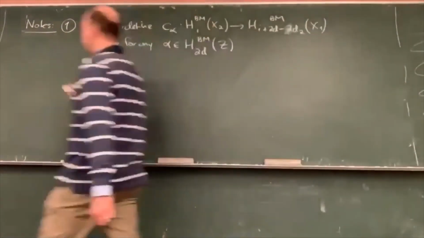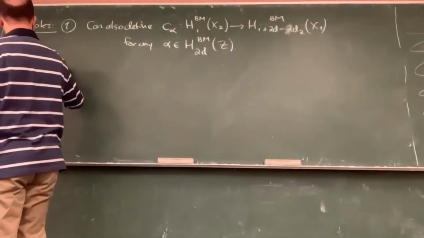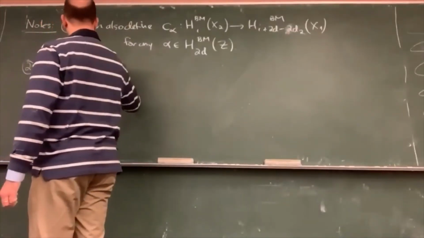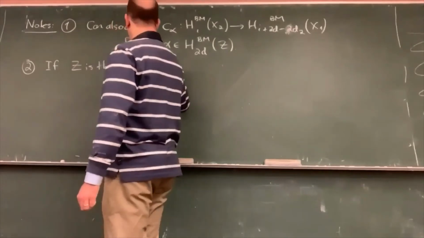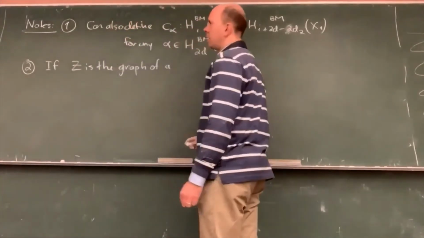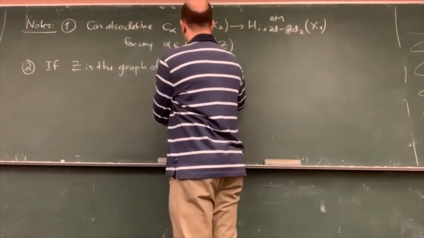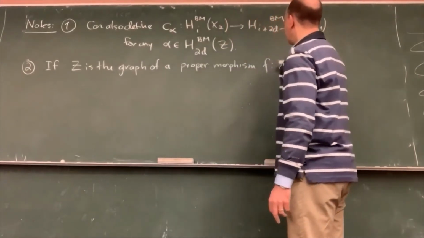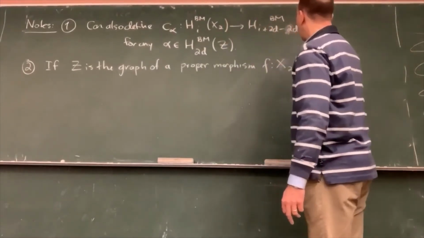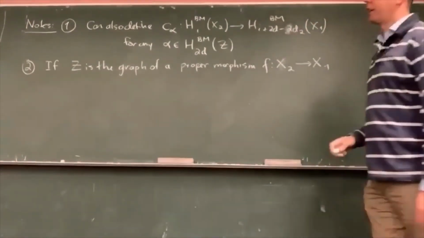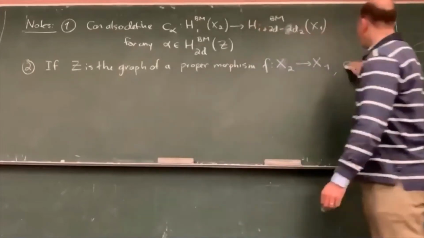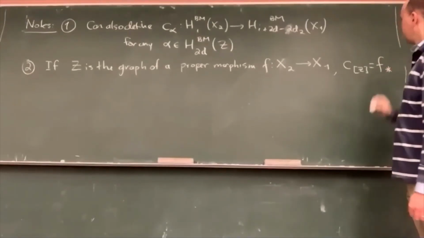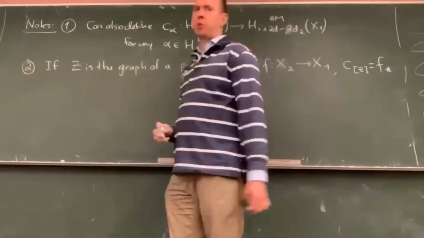The other thing which I should have said first is that if Z is the graph of a proper morphism from x2 to x1, I guess the way I've set it up, then the correspondence that you've got there is just the push forward through F. So this is generalizing proper push forward.